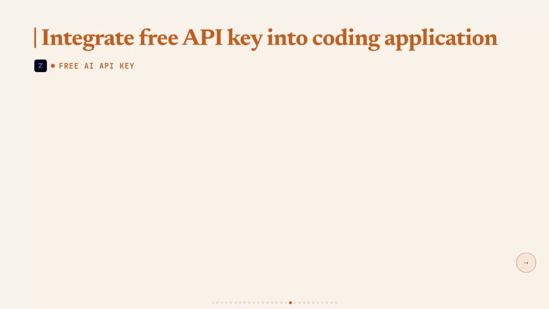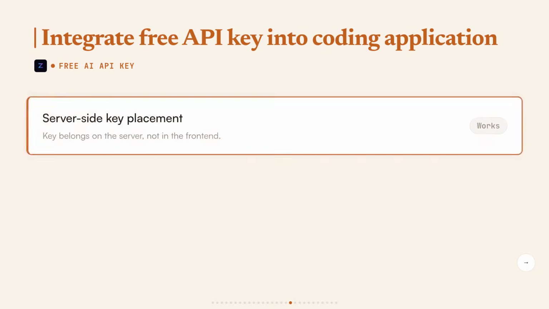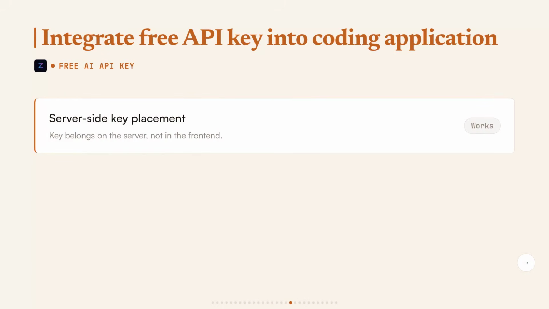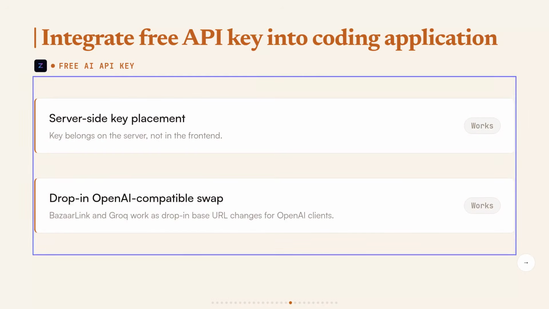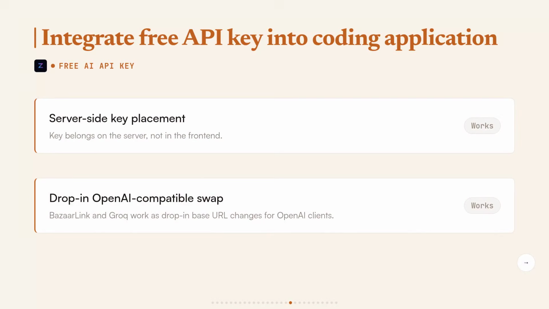I ran both paths, and the Google SDK integration is clean. You set the key server-side, call the API through the SDK, done. BazarLink and Grok are even easier if you're already on an OpenAI client because you just swap the base URL and drop in your new key. No other code changes needed, which is honestly pretty cool.